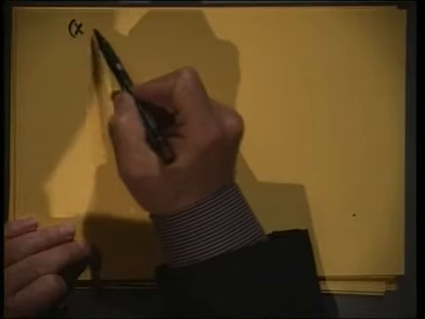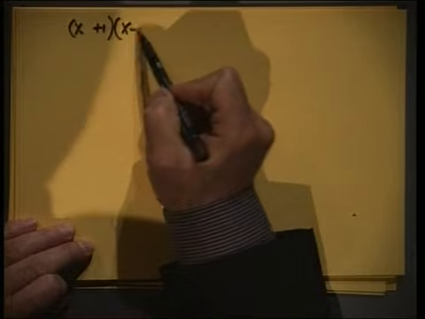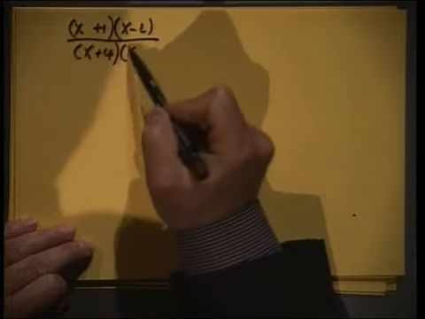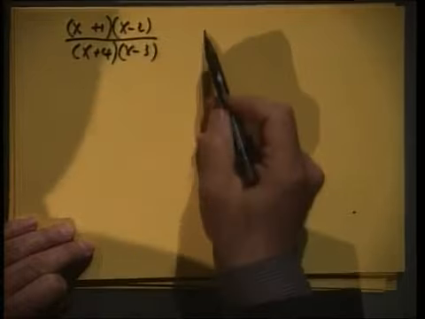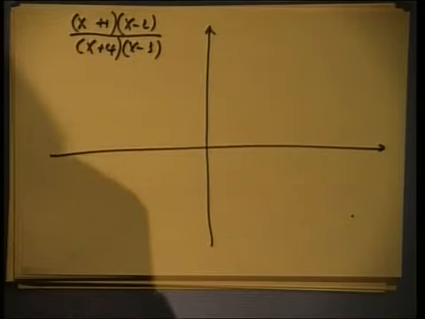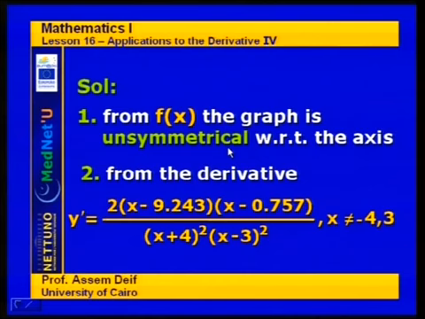Suppose we do this in detail. This is your function here: x plus 1 times x minus 2, divided by x plus 4 times x minus 3. And we take two orthogonal axes like this, and we start by studying this function. So the first thing is, is your graph symmetrical? No, it's unsymmetrical with respect to the axes, so you rule out the study of whether f is even or odd.